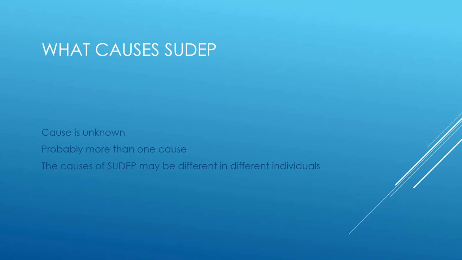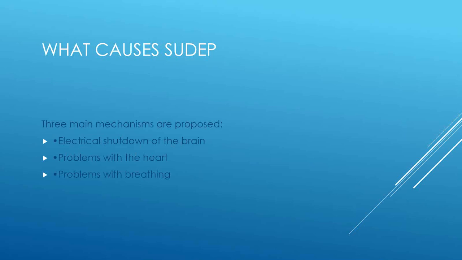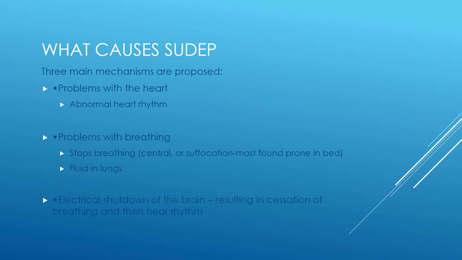What causes SUDEP? We don't know. Probably there is more than one cause, and the causes of SUDEP may be different in different individuals. These are the theories: electrical shutdown of the brain, problems with the heart, or problems with breathing. Problems with the heart. So there is abnormal heart rhythm sometimes associated with seizures. There are conditions that may cause both seizures and abnormal heart rhythm. Problems with breathing. More than expected number of patients is found in bed prone, so suffocation is one of the possible mechanisms. However, sometimes the seizure may cause breathing to stop, or can cause the accumulation of fluid in lungs.